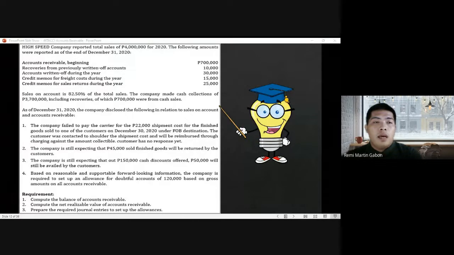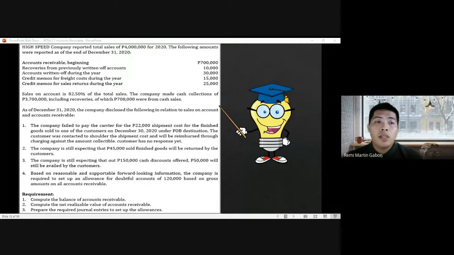Next, the company is still expecting that out of 150,000 cash discounts offered, 50,000 will still be availed by the customers. So number 3 means we have offered 150,000 cash discounts to customers, but out of those 150,000, we are still expecting that 50,000 will be availed by the customers themselves. So for journal entries, we're not going to consider the entire 150,000, but the 50,000 only. So we debit sales discount or sales discount allowances, then credit allowance for sales discount, for 50,000.